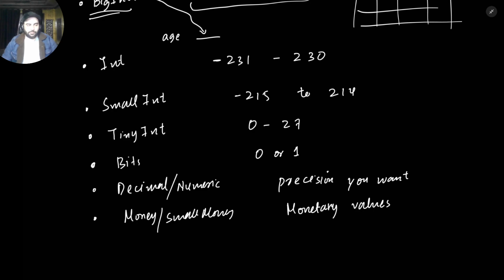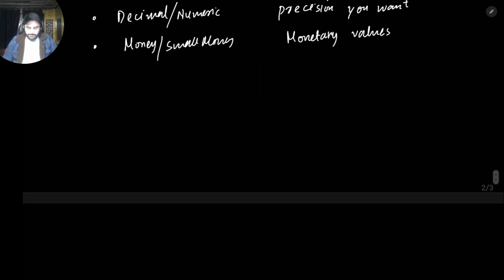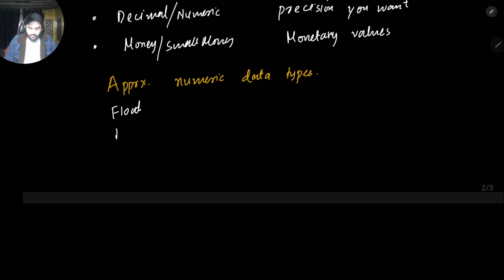Then we have what are called approximate numeric data types. So these were exact numbers, then we have approximate numeric data types. In approximate, they have a range. In this we have float, and we have real, and then we have double. We have real as well.